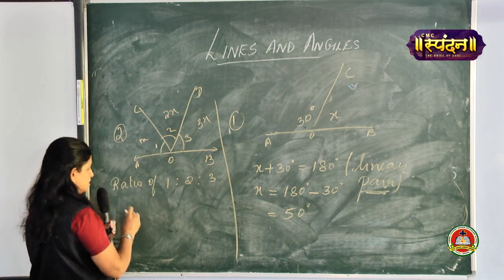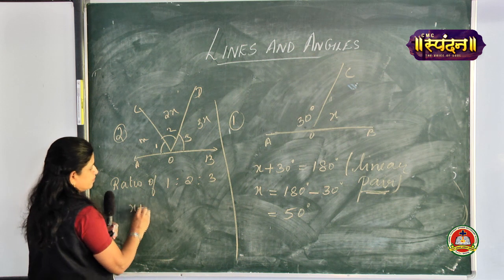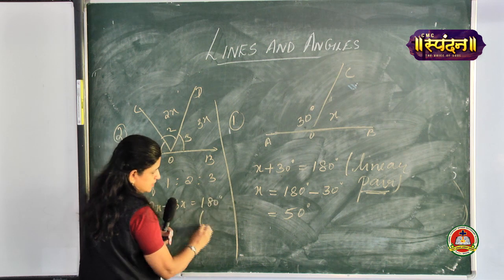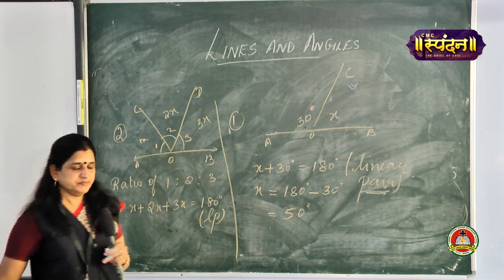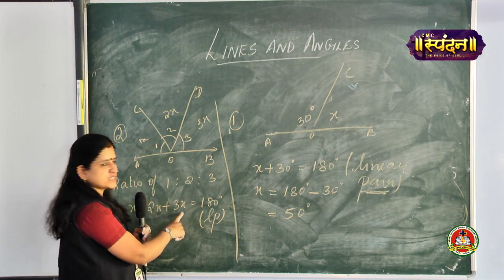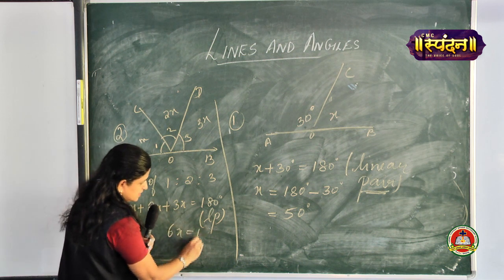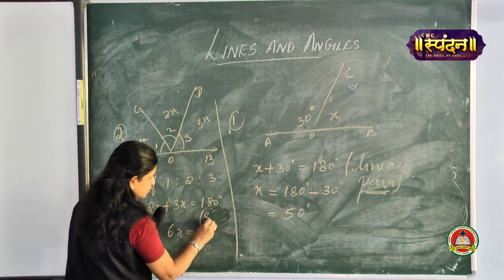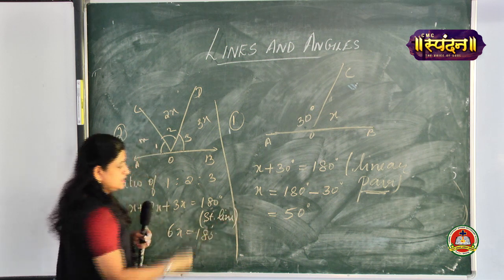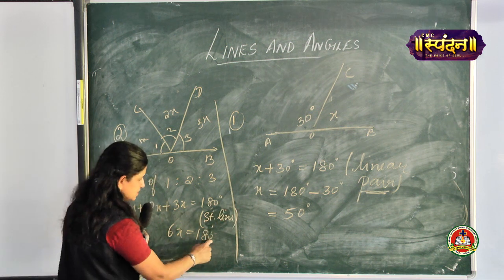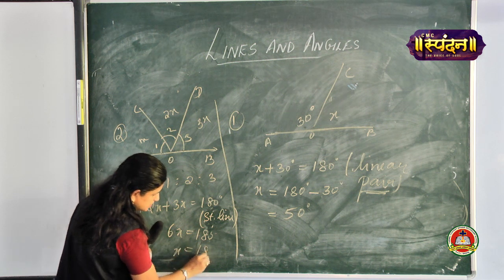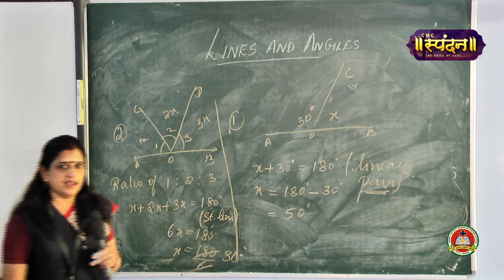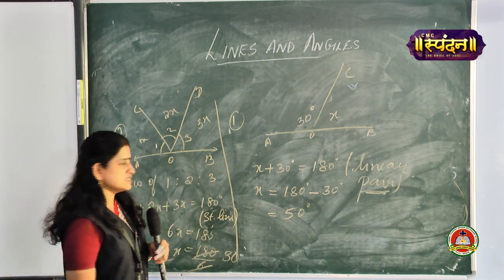So how will I solve this? What will be the first step? X plus 2x plus 3x is equal to 180 degree. Reason? Linear pair. So what is 1x plus 2x plus 3x? 6x. 6x is equal to 180 degree. Here you will not write the reason as linear pair, you will write it as straight line because I have more than two angles. 6x is equal to 180 degree, or x is equal to 180 by 6, which is equal to 30 degree.